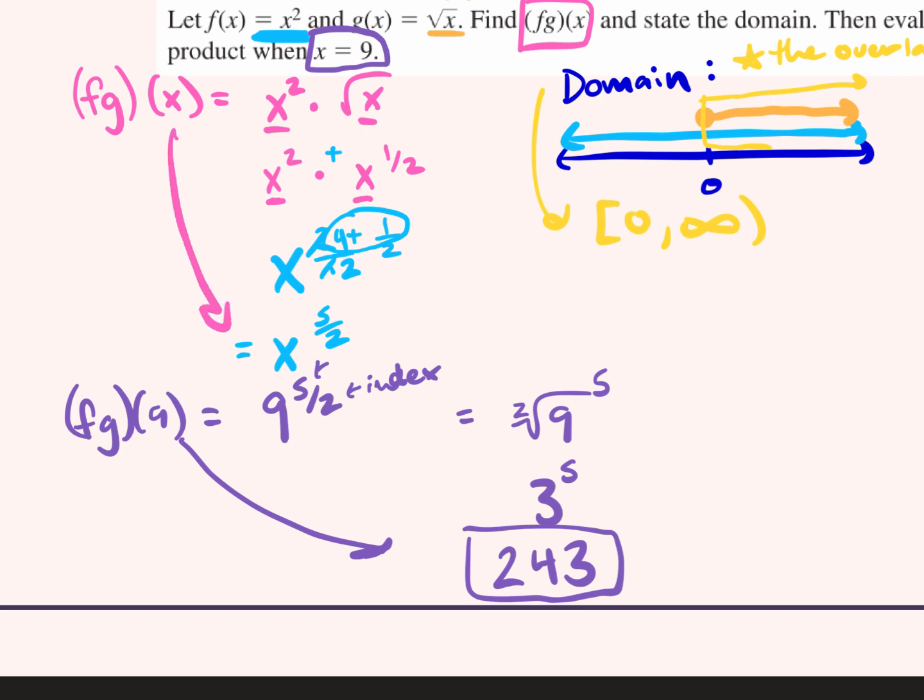Yeah, because this question's asking you to do like 3 different things. So this is technically like 3 different questions in one. It's asking you to multiply them together, find the domain, and find when x is equal to that number.